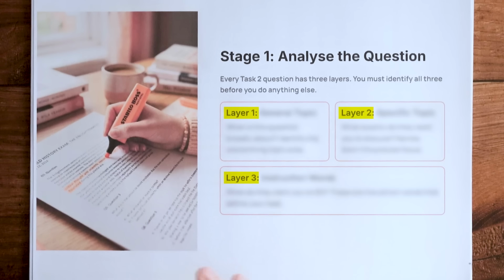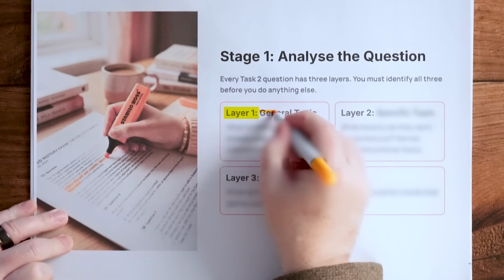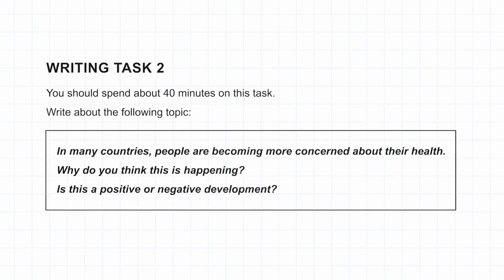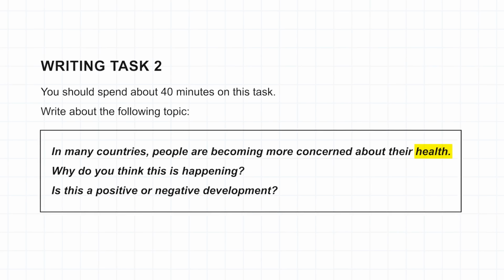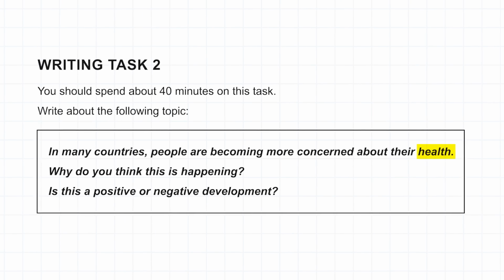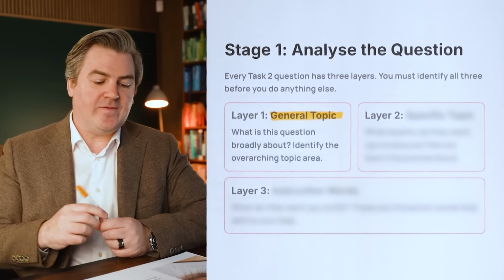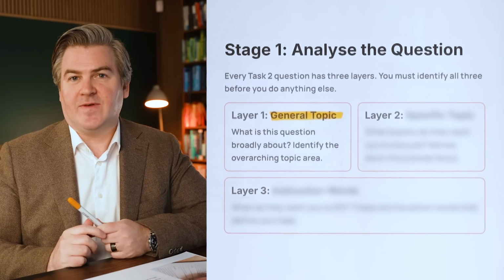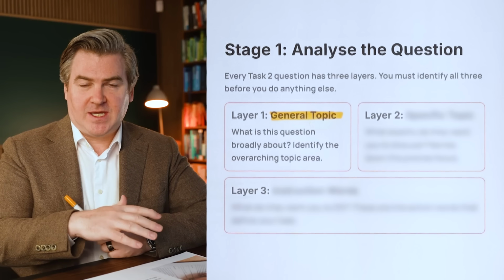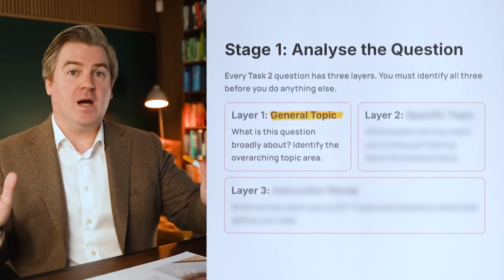So there are 3 layers to analyzing a task 2 question, and this applies to any task 2 question. Layer number 1 is where students spend most of their time, and this leads to huge problems. Layer 1 is the general topic. So let's say the question is about health. What students do is they look at that, think, oh, this is about health, and they just write everything they know about health. It is important that you first identify what that common topic is. The reason why you want to identify that is so that you don't make that mistake. You don't write everything you know about that topic.